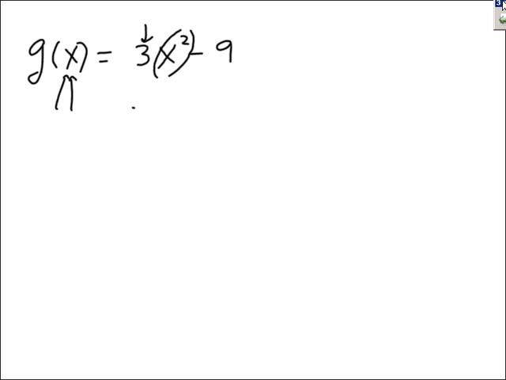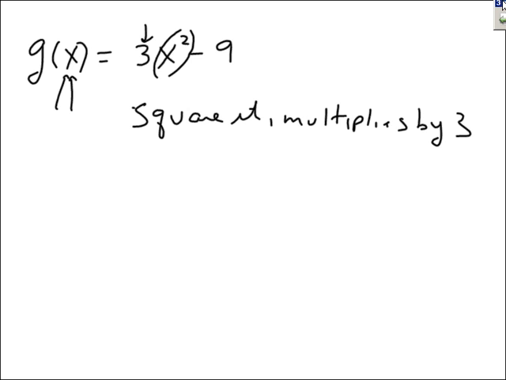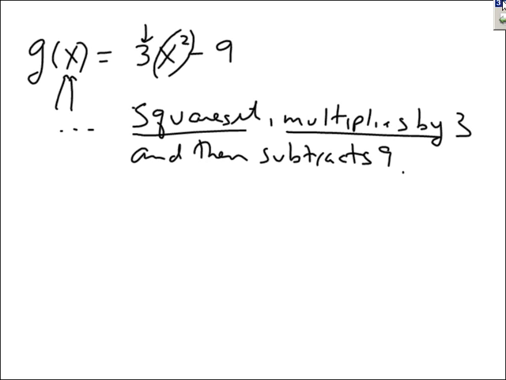So don't write this part down or assume that it's written down. It takes what's in the bracket, it squares it, multiplies by 3, and then it subtracts 9. It takes what's in the brackets, it squares it, it multiplies that result by 3, and then that result, it subtracts 9 from it.